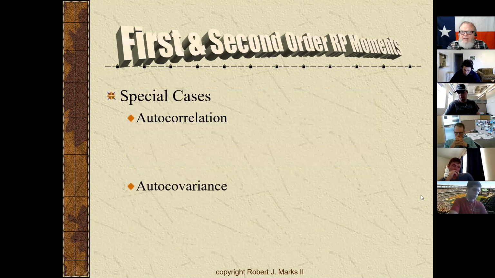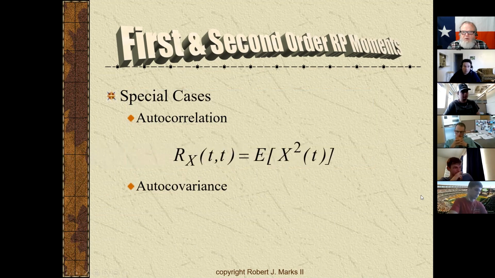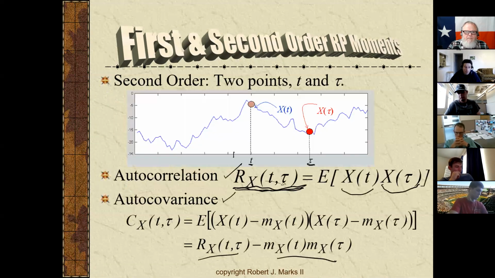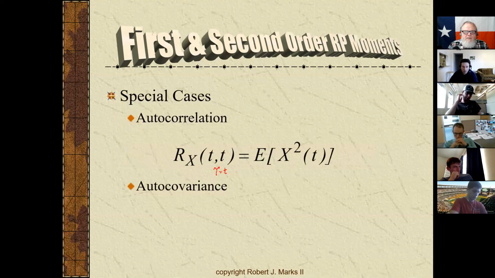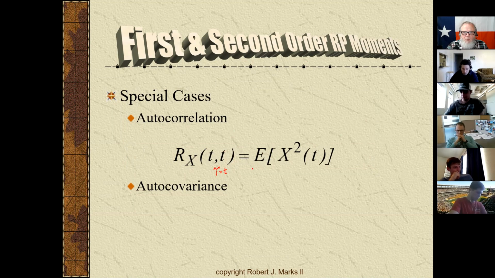So let's look at some special cases. One of the special cases is the so-called autocorrelation. The autocorrelation is when you have, as you see here, tau equal to t, right? And if we go to the previous screen, if t is equal to tau, we just get the expected value of x squared, right? So that's exactly what we get here, the expected value of x squared.